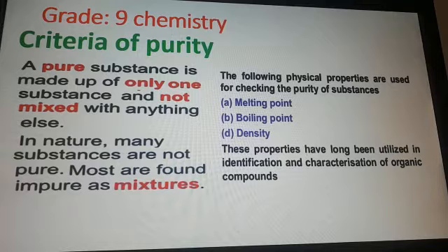In nature, you know that many substances are not pure. We can see that most are found impure as mixtures. Using some physical properties we can check the purity of a substance, mainly the melting point, boiling point and the density of the substance. Using these physical properties we identify whether substances are pure or not. These properties have long been utilized in identification and characterization of organic compounds.